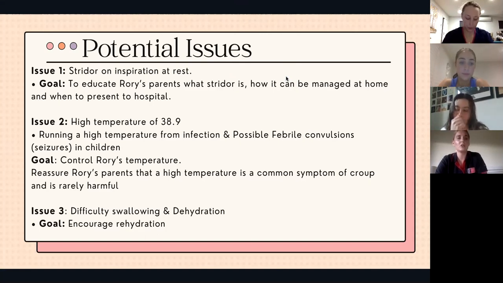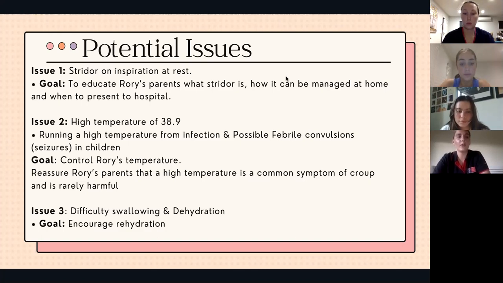The second issue he's facing is having a high temperature of 38.9. Rory has developed a fever of 38.9 whilst he's unwell with croup. Running a high temperature is a common symptom of croup as the immune system produces more white blood cells to fight an infection, heating up the body and causing a fever. While fevers are rarely harmful, high temperatures in children may cause febrile convulsions or seizures, which is a concern for Rory given his age.